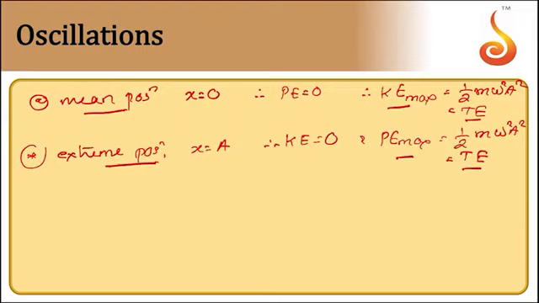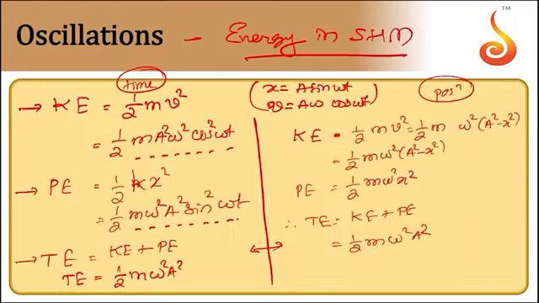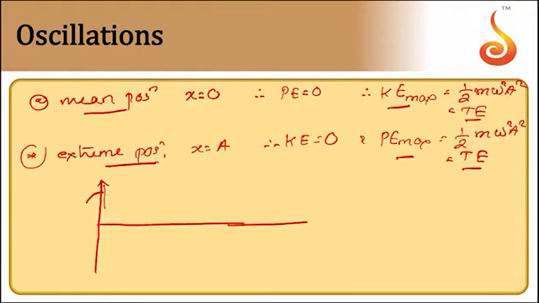So total energy remains conserved. Suppose you want to draw a graph of energy versus, say, time. Let's assume that this is a graph of energy, and first let us try drawing the kinetic energy graph. Kinetic energy is given by half m omega square cos square omega t. So this is a cos square function, right? The graphical representation of cos square is something like this. So this is the kinetic energy graph.